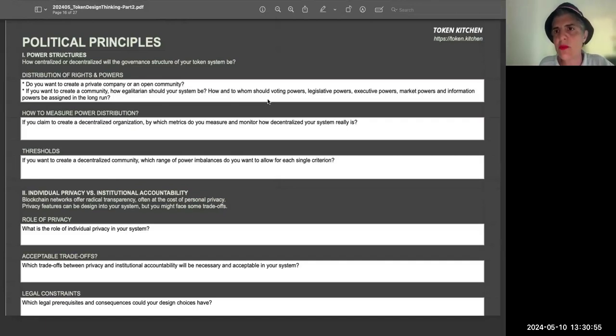And what do you mean when you say you're decentralized? You mean technically decentralized? You mean economically decentralized? You mean politically decentralized in terms of policymaking power and voting power? What do you mean when you say decentralized? Okay, and how do you want to measure it? How do you want to prove it? How do you want to maintain this over time? Okay, and then, as I said, the next point, individual privacy versus institutional accountability.